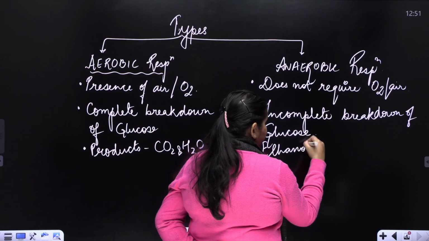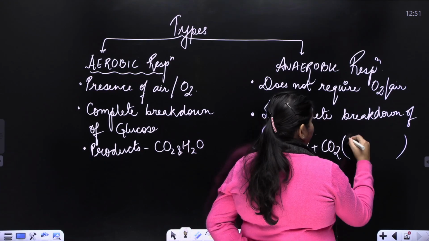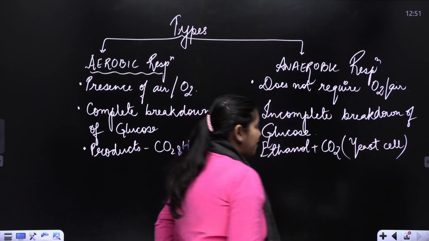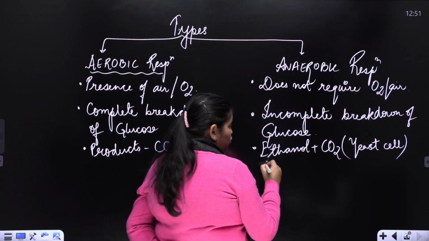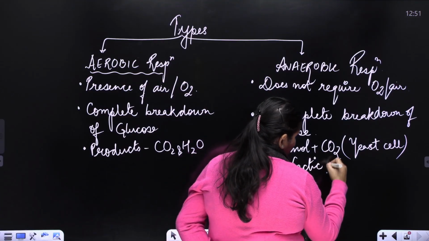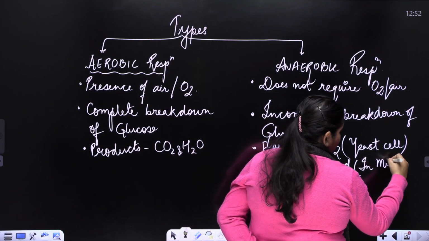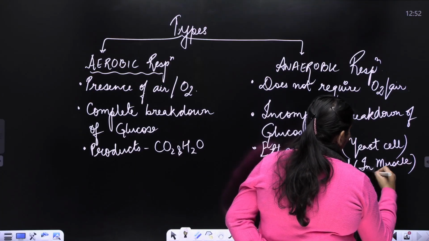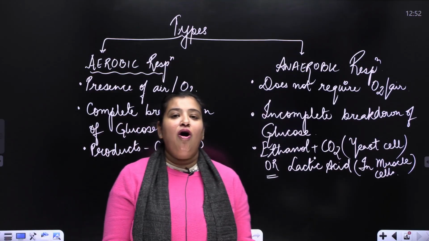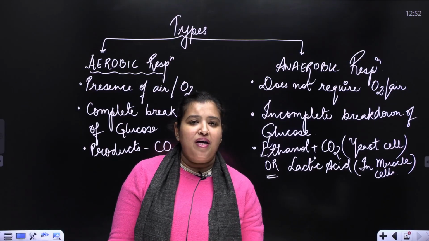ethanol plus carbon dioxide, as in the case of yeast cell, all right, or it could also produce lactic acid, as in the case of muscle cells of animals. That means, yes, children, our body also performs anaerobic respiration. When it is required, we'll come to that part very soon.